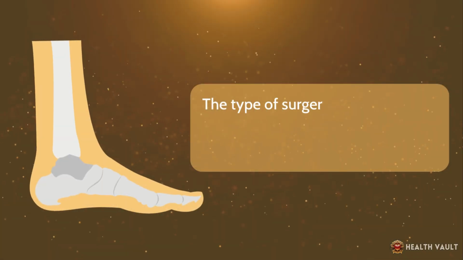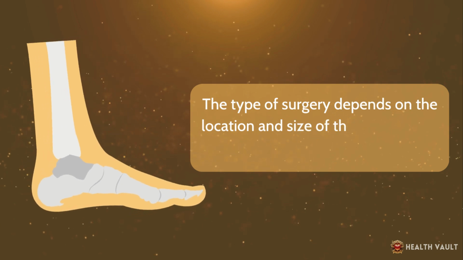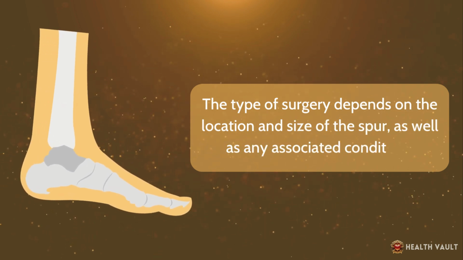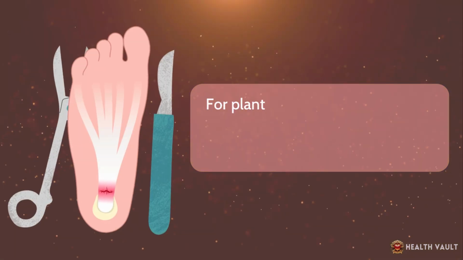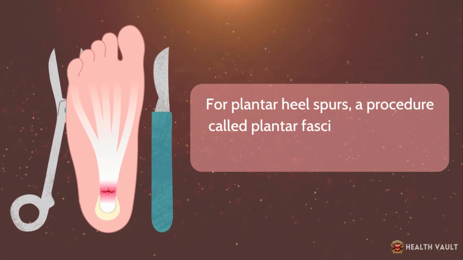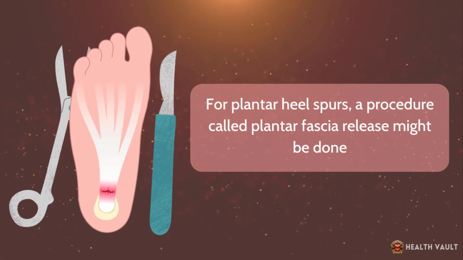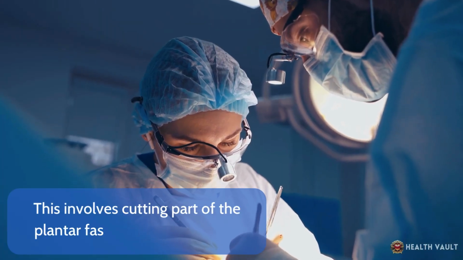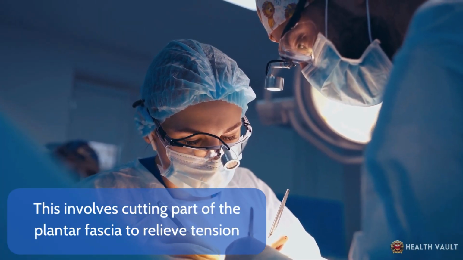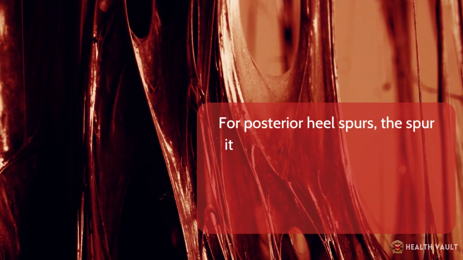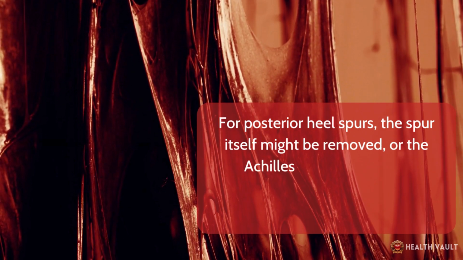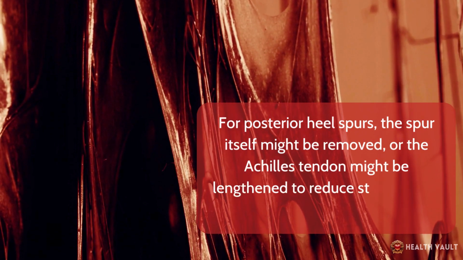In rare cases where conservative treatments haven't helped after several months, surgery might be considered. The type of surgery depends on the location and size of the spur, as well as any associated conditions. For plantar heel spurs, a procedure called plantar fascia release might be done. This involves cutting part of the plantar fascia to relieve tension.